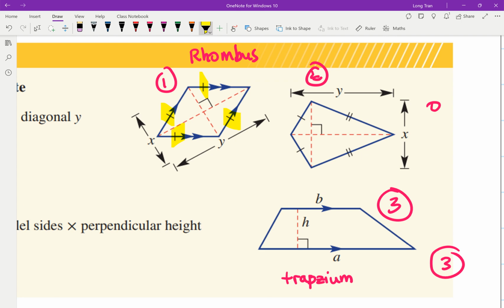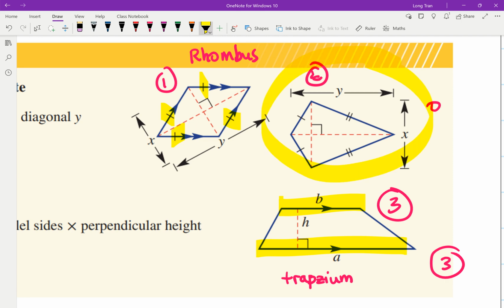One of the two. Now, how do you know if it's a trapezium or not? It's based on the fact that you only have one pair of parallel lines. Any four-sided shape that only has one pair of parallel lines is immediately a trapezium. And then lastly, what is number 2?